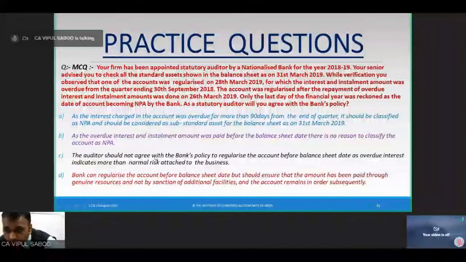The auditor should not agree with the bank's policy to regularize the account before balance sheet date, as overdue interest indicates more than normal risk attached to the business.